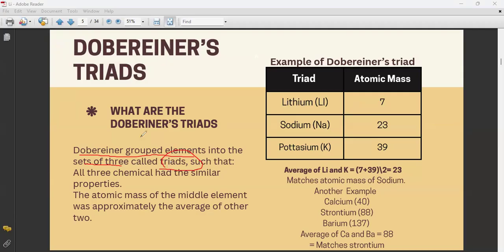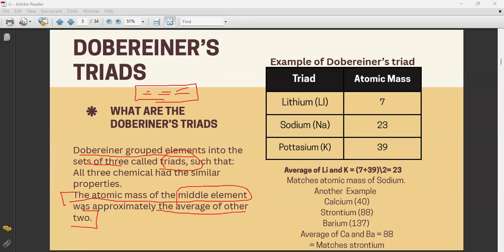Whenever I'm placing certain elements in a group of three, Dobereiner called it a triad. All these three elements had similar chemical properties. And this is a very important part: the atomic mass of the middle element was approximately the average of the other two.